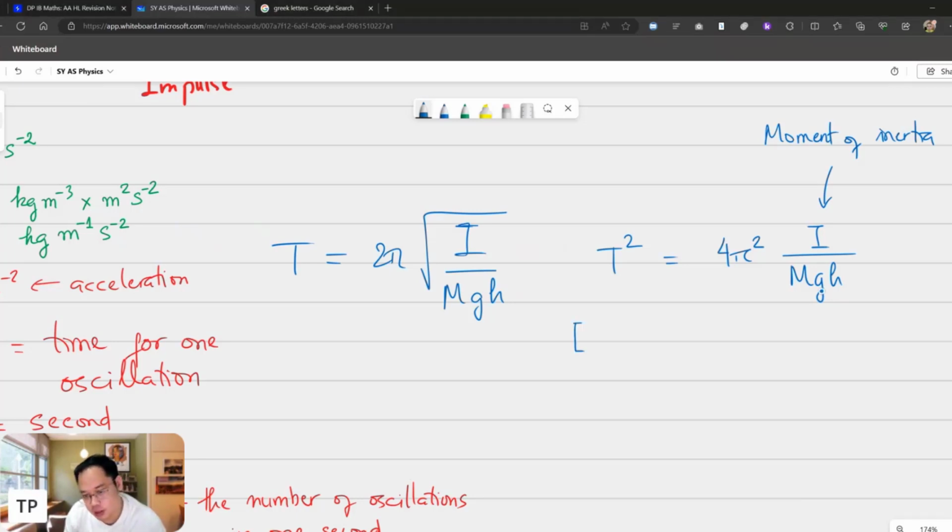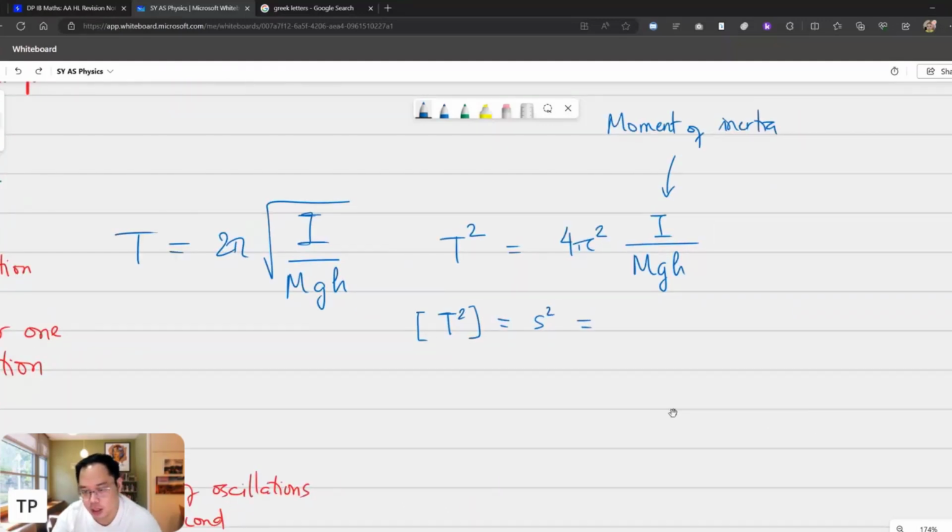Next thing, we consider the units. The unit of T squared, the square of the period, is second squared. And the 4 pi squared here is just a constant, a value which has no unit, okay? No unit. And here I need to find the unit of I, the dimension of I.